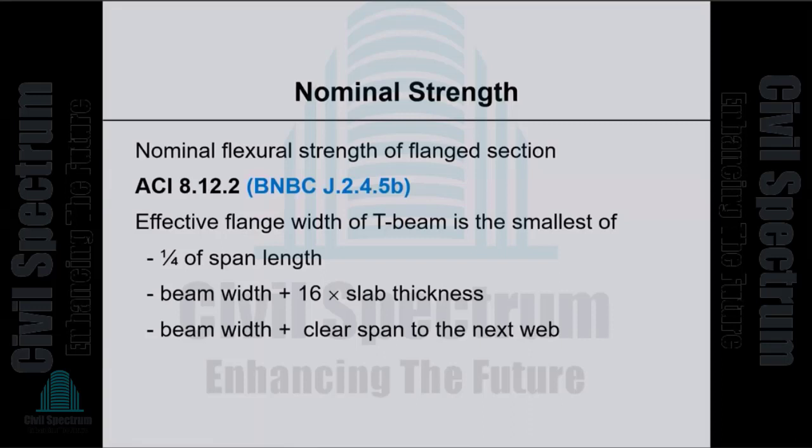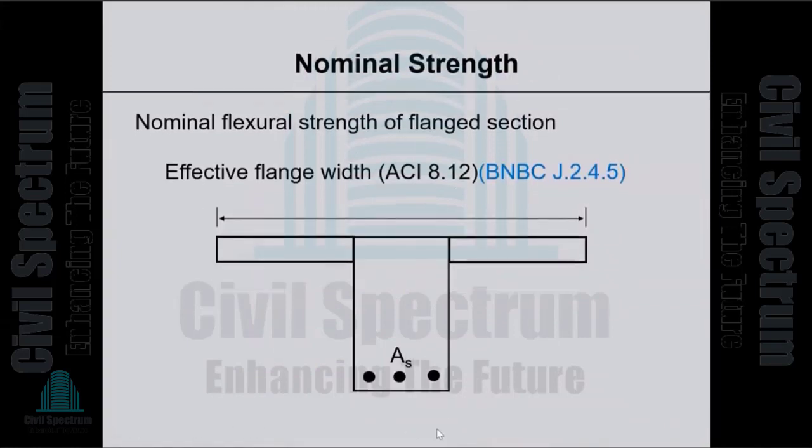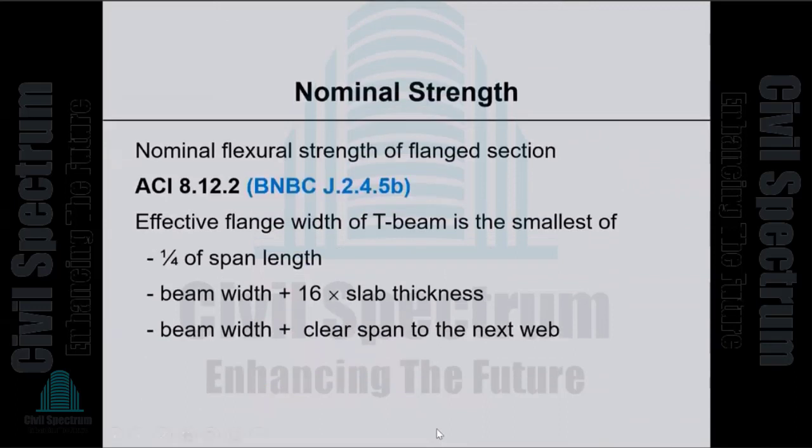Okay. So when you have flanges on both sides, the effective flange width of a T-beam is the smallest of three things. 1/4 of the span of the T-beam, the span of the beam would be into the screen and out of the screen, okay? That would be the span. Second, beam width plus 16 times slab thickness, 8 times the slab thickness on either side.